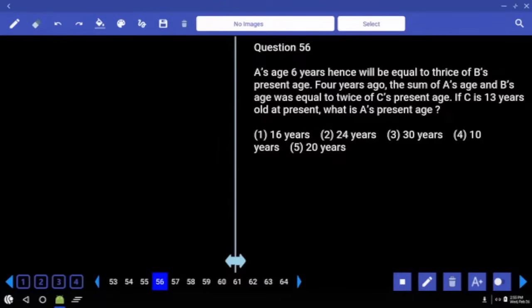Okay, now. A's age 6 years hence will be equal to thrice of B's age. 4 years ago, the sum of A's age and B's age was equal to twice of C's age. If C is 13 years old at present, what is the age of A?